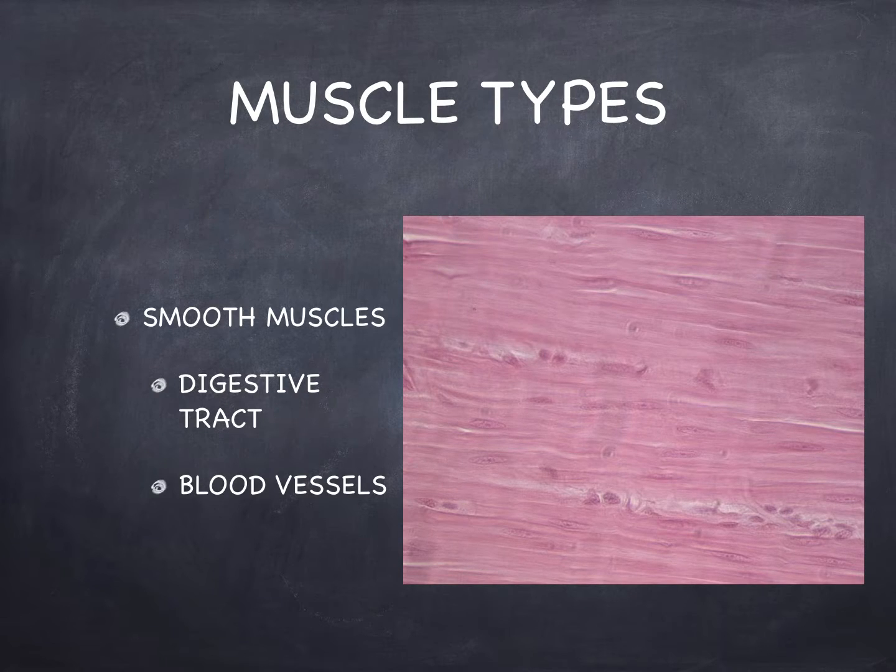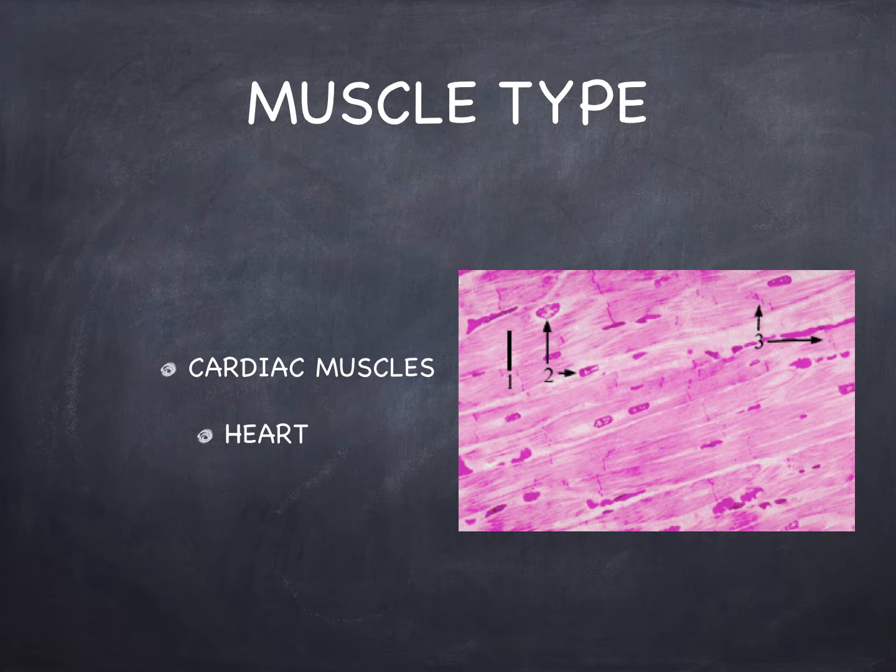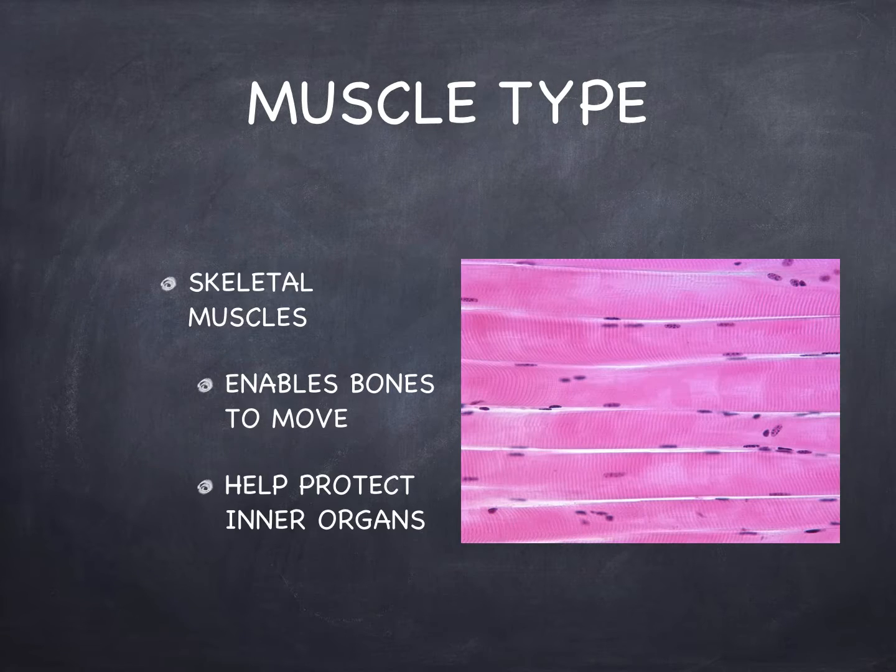There are three main muscle types. The first one is smooth muscles. Smooth muscles can be found in your digestive tract and your blood vessels. Then you have cardiac muscles. These are special because they're only found in your heart. Cardiac, again, meaning heart or referring to heart.